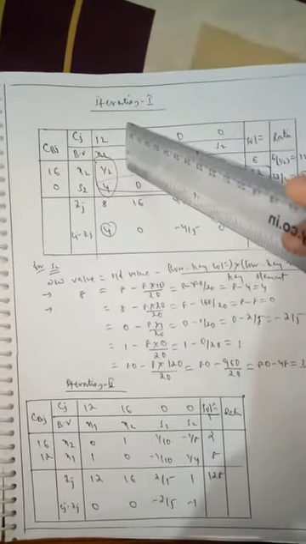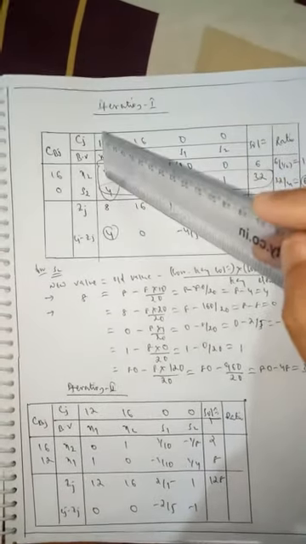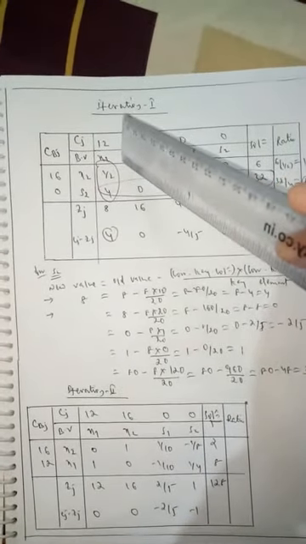So the old value is 1 by 2 minus corresponding key column element, this also 1 by 2, into the corresponding key row element 4, divided by the key element 4. You will get 0 here. Okay, like that you solve, you will get these values. Again the quotient is right.